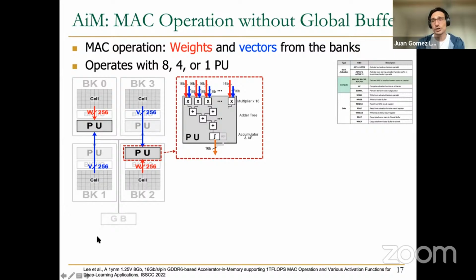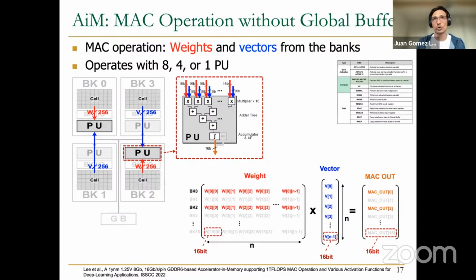This configuration is similar to the way that Samsung HBM operates, because as you may remember, in the HBM PIM architecture, each processing element is connected to 2 banks, and one of the possible operations is receiving values from the two banks at the same time for the multiply accumulate operations.